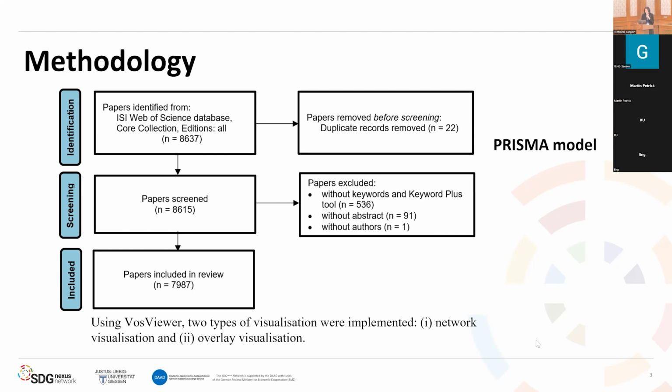As you see here, we used the PRISMA model, and in the identification step, we extracted 8,600 publications from the Web of Science core database using the inclusion criteria topic: innovation and food. So we use two keywords at the same time. We removed 22 duplicates.